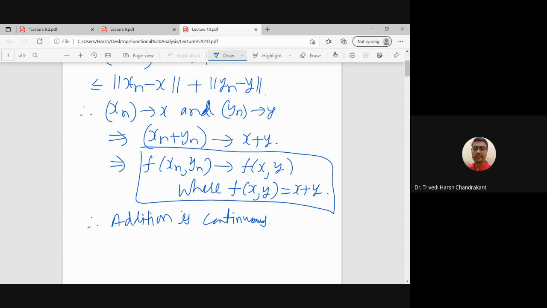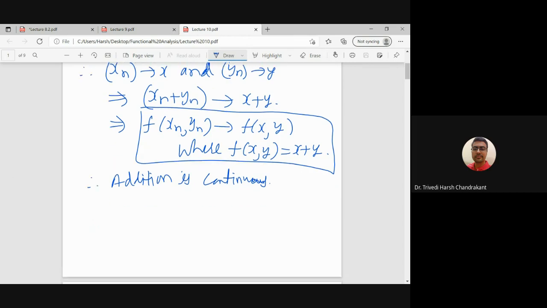So here actually we are taking the function f, which is a two variable function. Basically we are taking x cross x, so R2 in the sense of R2. So the product metric kind of thing we are using here. And the last thing is scalar multiplication.